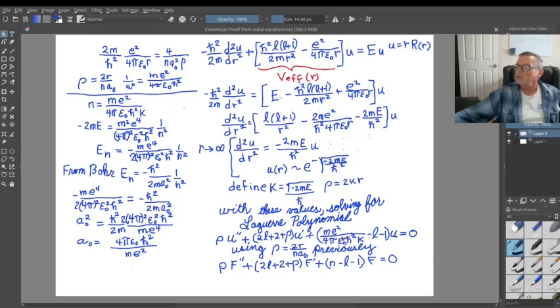Most of it looks the same. Here's the one we solved before ourselves. This is the same. This is the same. And this is not the same. Instead, we come up with this m e squared over 4 pi epsilon 0 h bar squared times that constant, where the constant is this square root of minus 2mE over h bar.